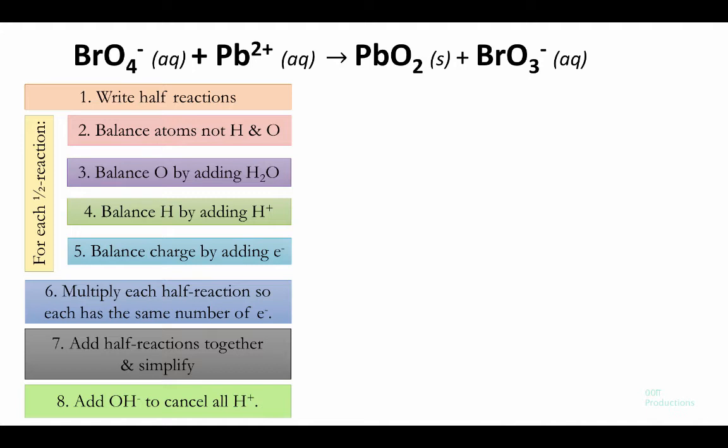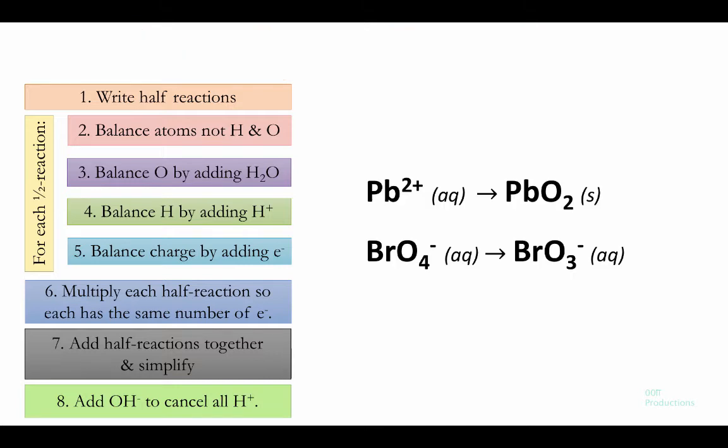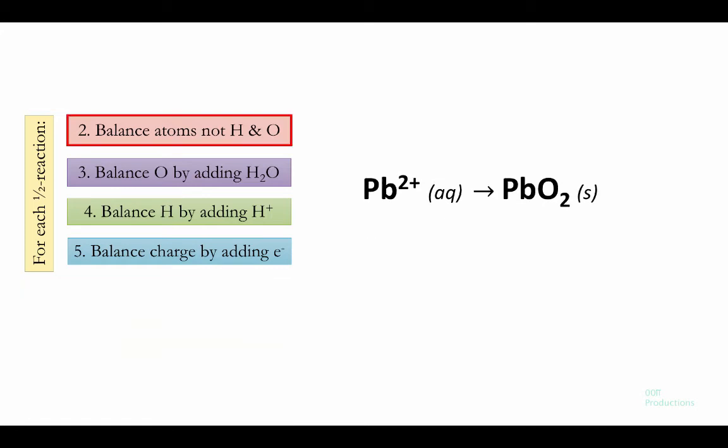Here we have perbromate reacting with lead 2 plus to make solid lead 4 oxide and the bromate ion. So we're going to have a lead half reaction and we're going to have a bromine half reaction. Here are our half reactions. Now let's go through and balance them again.